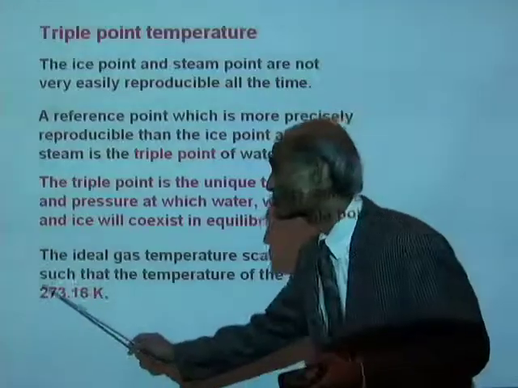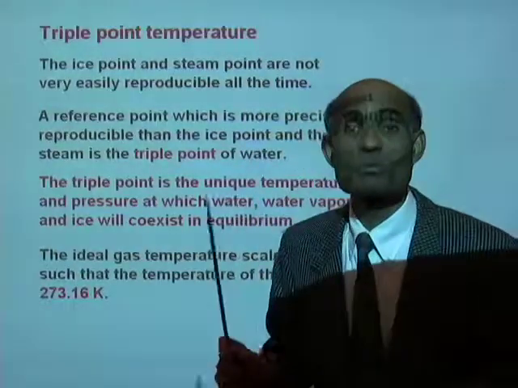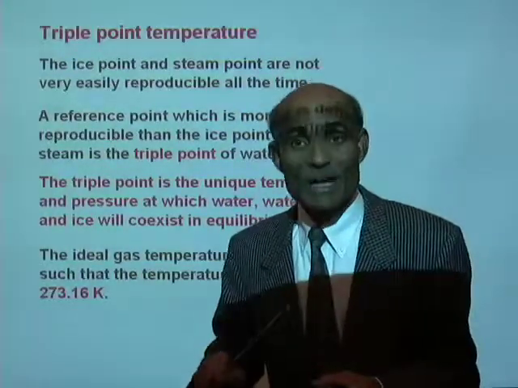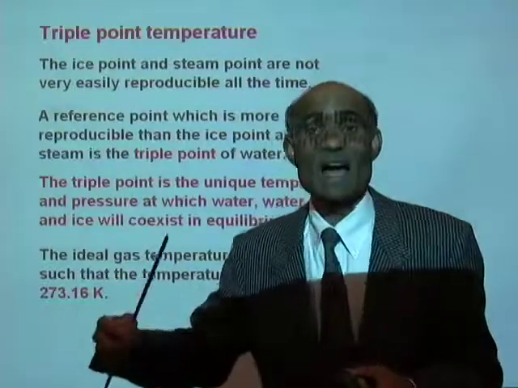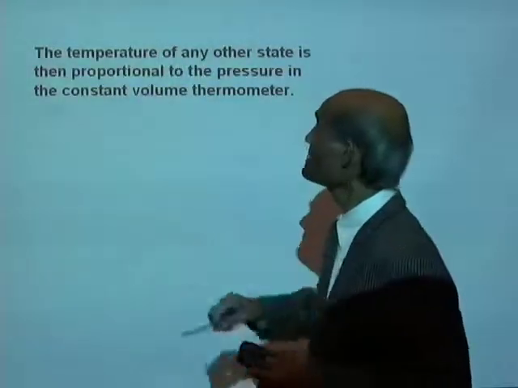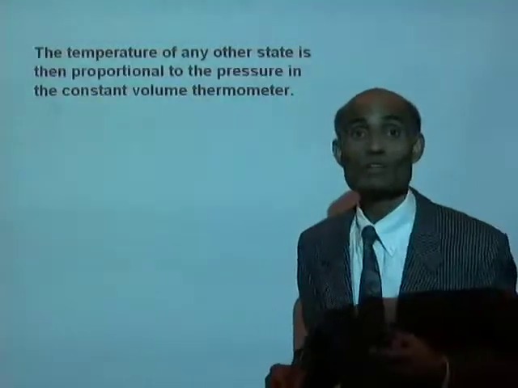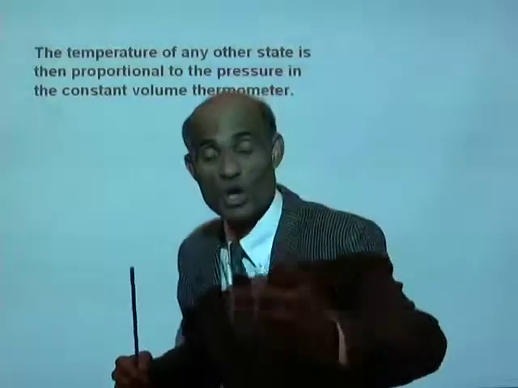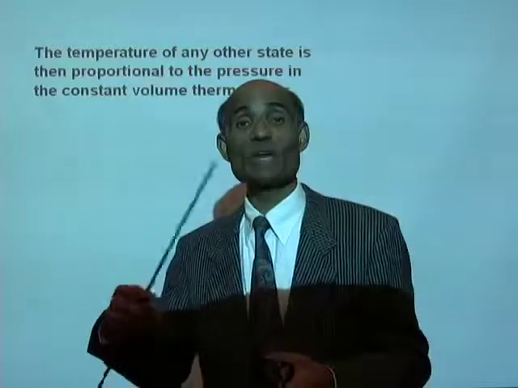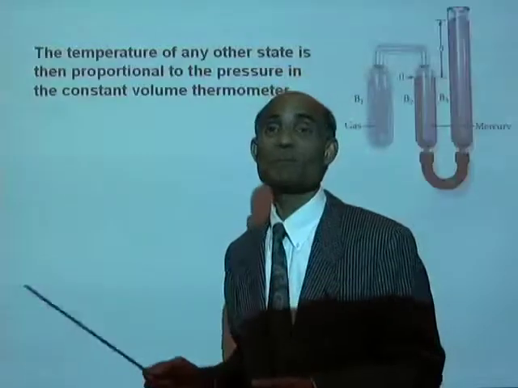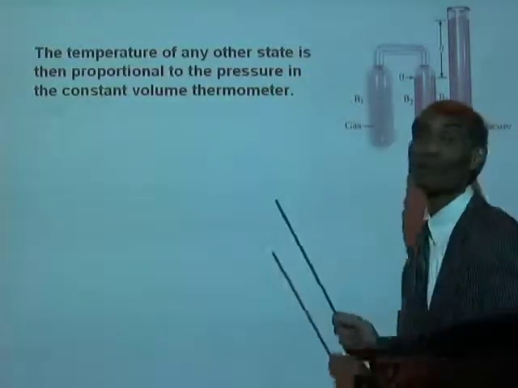The ideal gas temperature scale is defined such that the temperature of the triple point is 273.16 Kelvin. So this is the temperature of the triple point, where water exists as liquid water, solid ice, and vapor all together. The temperature of any other state is then proportional to the pressure in the constant volume thermometer. You can now use the constant volume thermometer to measure any other temperature because the temperature is proportional to the pressure measured in the thermometer.